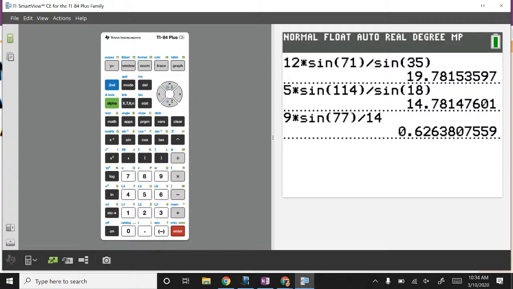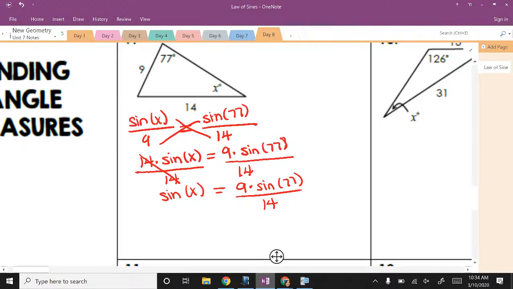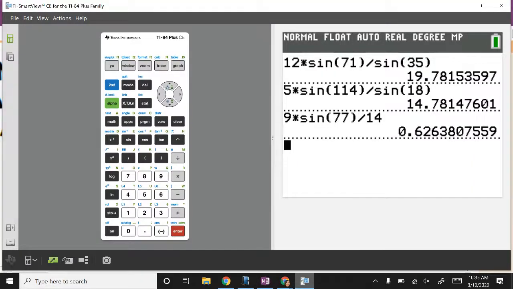Okay? So we want to take the inverse sine of that because we're finding x, right? And x is the angle measure. So while we have it in our calculator, we're going to hit second. Don't clear that out. Make sure you hit enter and you have that big decimal. Hit second sine. And there you have your sine inverse, right?